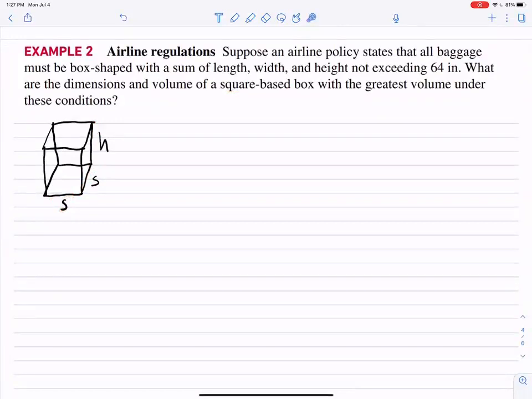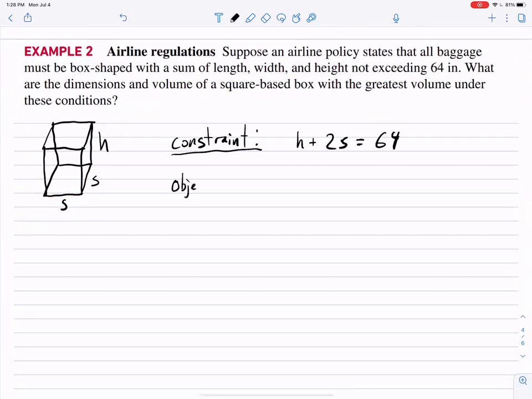And so what is our constraint? The sum of the length, width, and height cannot be greater than 64. And so if we want the greatest volume, let's just make our constraint the biggest it could possibly be. And so our constraint is going to be H plus 2S has to equal 64, right? We're going to work with the biggest amount of box. We should have the biggest amount of length, which is 64. That's our constraint.